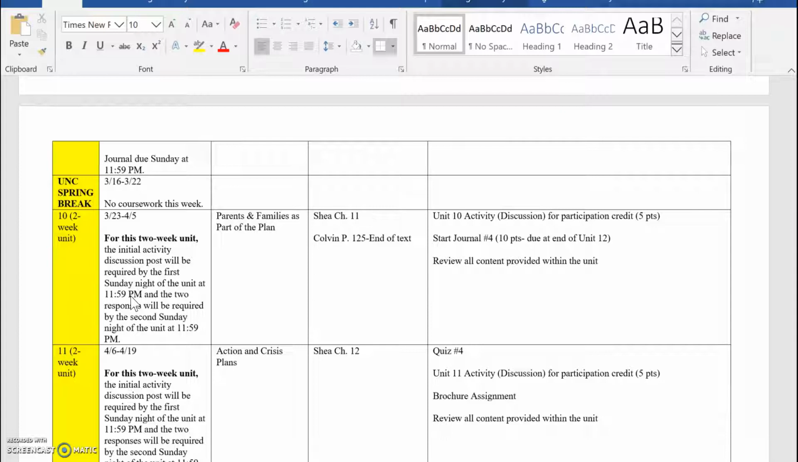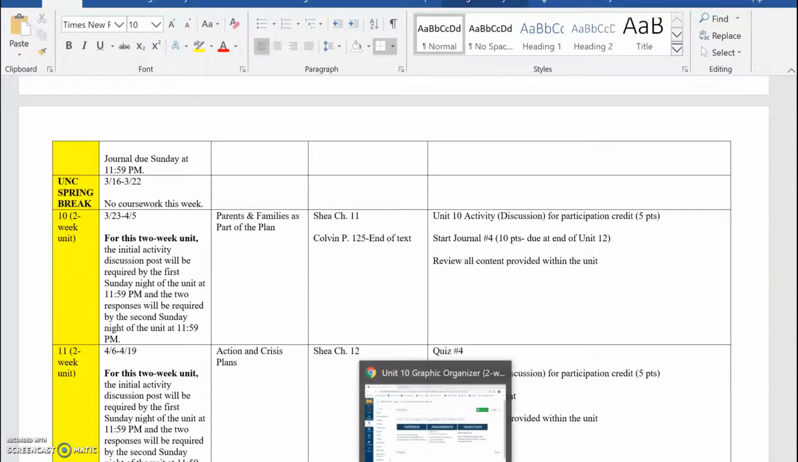And then your minimum of 2 responses will be due by the second Sunday night of the unit, which is the final evening of Unit 10 before we'll move into Unit 11. So both of those will be Sunday at 11:59 p.m., the first Sunday after we've been going for a week in this unit for the initial post, and then the second Sunday for your minimum 2 response posts. And then, obviously, as always, we will review the content provided within the unit.